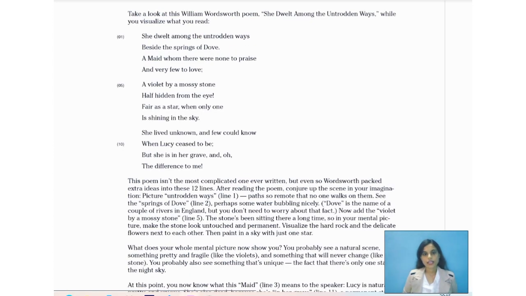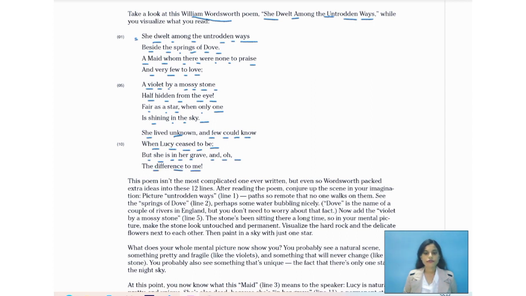Let's take a look at this poem, which is written by William Wordsworth, and this is "She Dwelt Among the Untrodden Ways." So let me read the poem. She dwelt among the untrodden ways, beside the springs of Dove, a maid whom there is none to praise and very few to love. A violet by a mossy stone, half hidden from the eye, fair as a star when only one is shining in the sky. She lived unknown, and few could know when Lucy ceased to be. But she is in her grave, and oh, the difference to me.